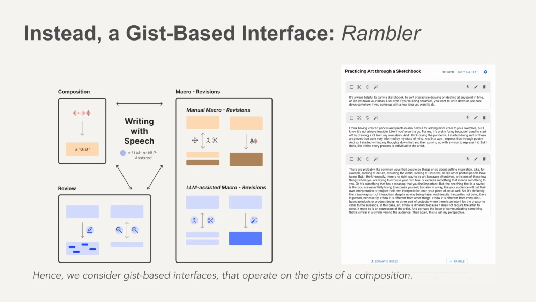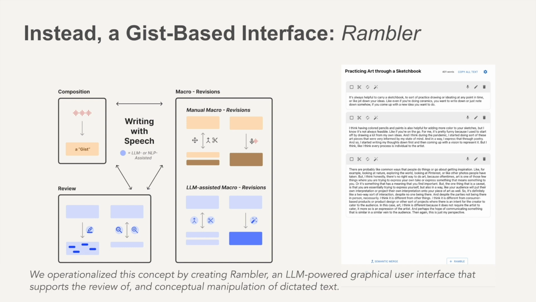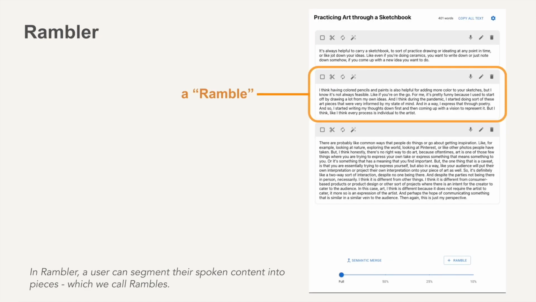Hence, we consider gist-based interfaces that operate on the gist of a composition. We operationalize this concept by creating Rambler, an LLM-powered graphical user interface that supports the review of and conceptual manipulation of dictated text. In Rambler, a user can segment their spoken content into pieces, which we call rambles.